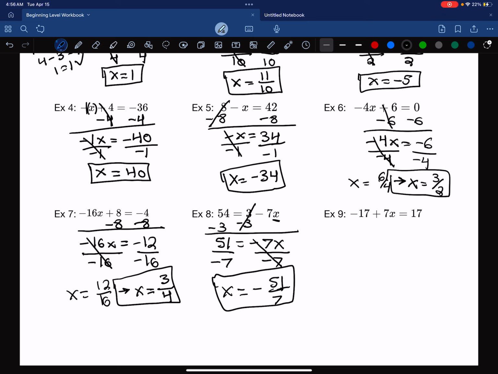And then looking at example 9, the first thing I would do is to add 17 to both sides to get this negative 17 to cancel. This cancels out, and we're left with 7x equals, and then 17 plus 17 is 34. And then to get this x all on its own, we're going to divide by 7. So you get x equals 34 over 7.